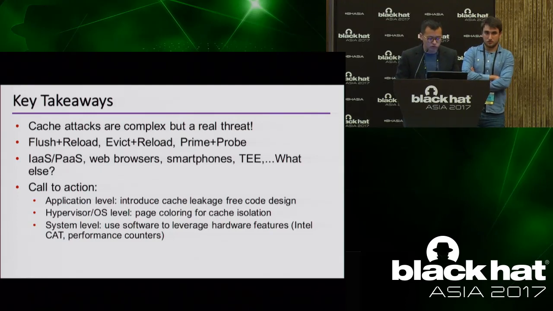So just to recap, the countermeasures that we talked about: at the application level, you can introduce leakage-free code design. And you can also do page coloring for cache isolation at the operating system or hypervisor level. And at the system level, you can use the operating system or hypervisor to leverage new hardware features such as Intel CAT or the performance counter. And with that, I thank everybody for attending our talk, and we're ready for questions.